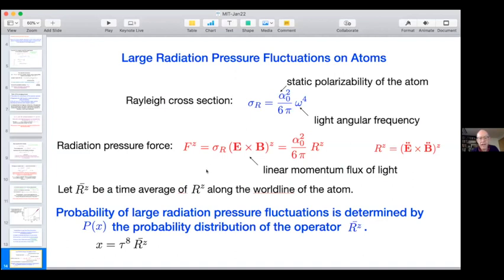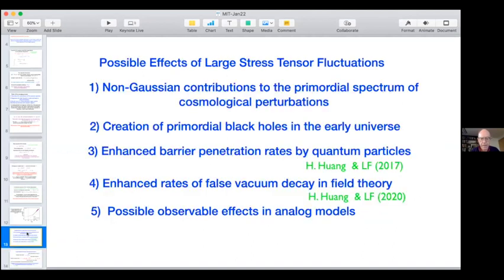However, I want now to go on and talk a little bit about large radiation pressure fluctuations on atoms, because they respond to something a little bit different than a stress tensor. That is, I should go back here and maybe say a few words about this barrier penetration by charged quantum particles. In this paper, we considered charged particles. And radiation pressure, which of course is a component of the momentum flux, is a component of the stress tensor.